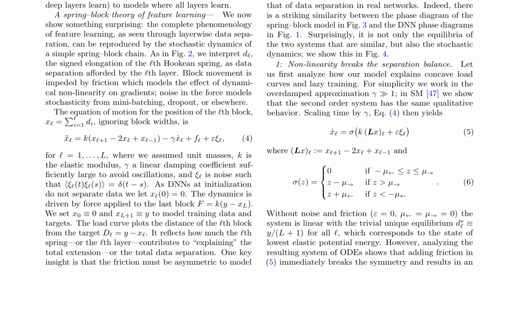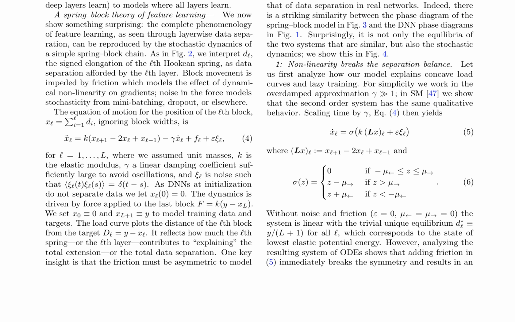The authors show that the proposed model results in a phenomenology analogous to that of data separation in real networks. The phase diagram of the spring block system exhibits a striking similarity to the DNN phase diagrams, with concave, linear, and convex load curves emerging under different conditions. The load curve reflects how much each spring, or layer, contributes to explaining the total data separation. The authors analyze the model in 2 regimes.